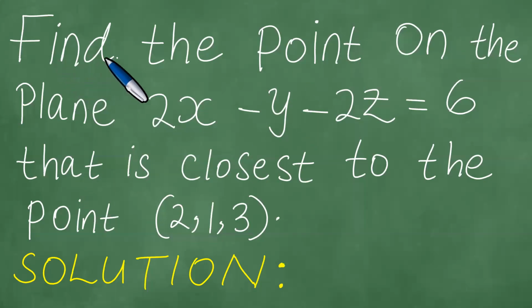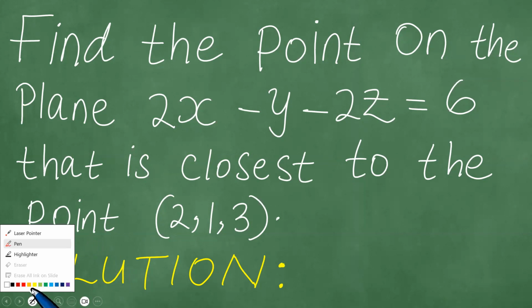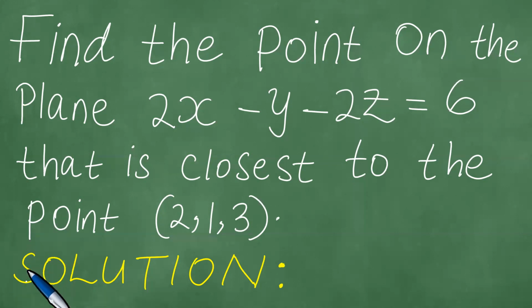Right, we want to find the point on the plane 2x minus y minus 2z equals 6 that is closest to the point (2, 1, 3). And we proceed as follows.